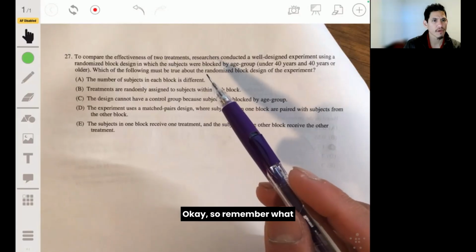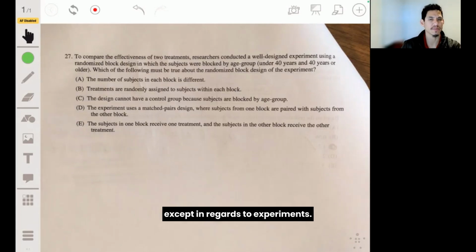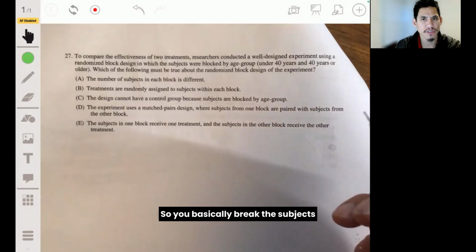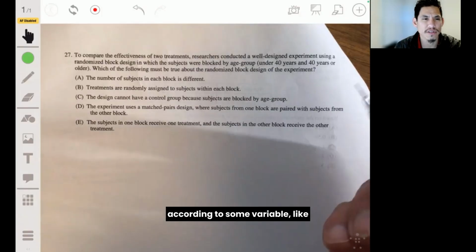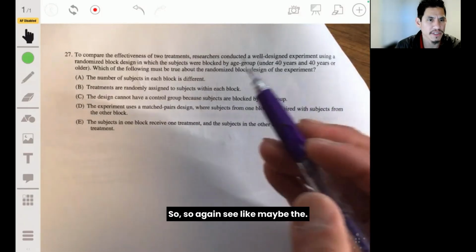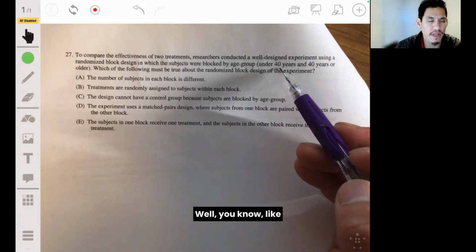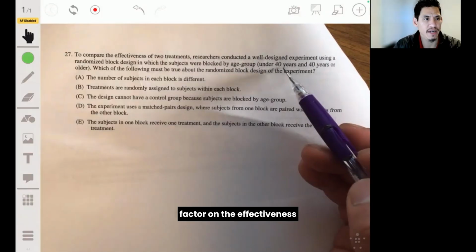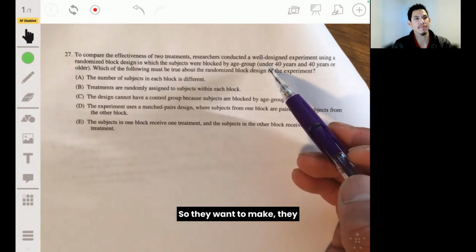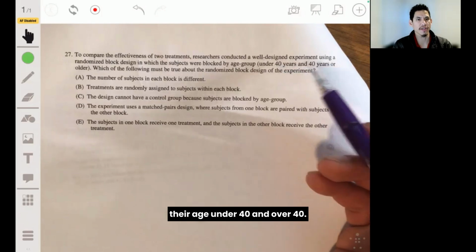Okay, so remember what a block design is. It's essentially the same concept as a stratified sample, except in regards to experiments. So you basically break the subjects into groups of similar individuals according to some characteristic. Maybe age had a significant effect on the effectiveness of these treatments, so they wanted to block for age. They grouped them based on their age, under 40 and over 40.